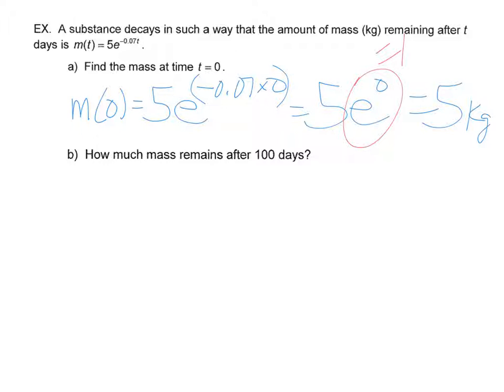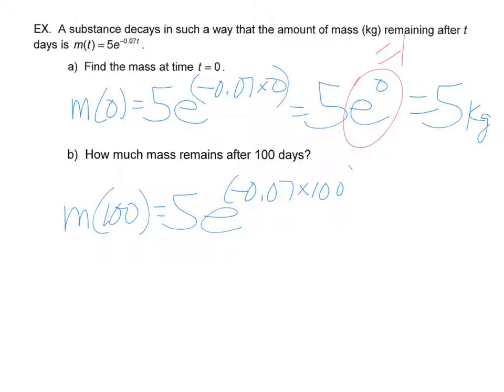Then it says, how much mass remains after 100 days? Same kind of process. The mass after 100 days is 5 times e to the power of negative 0.07 times 100. You would put that in your calculator all at once, and it comes out to be 0.005 kilograms. So it's decaying at a specific rate, which involves the number e, and you can plug in the number of days and see how much of the substance is left after that many days.